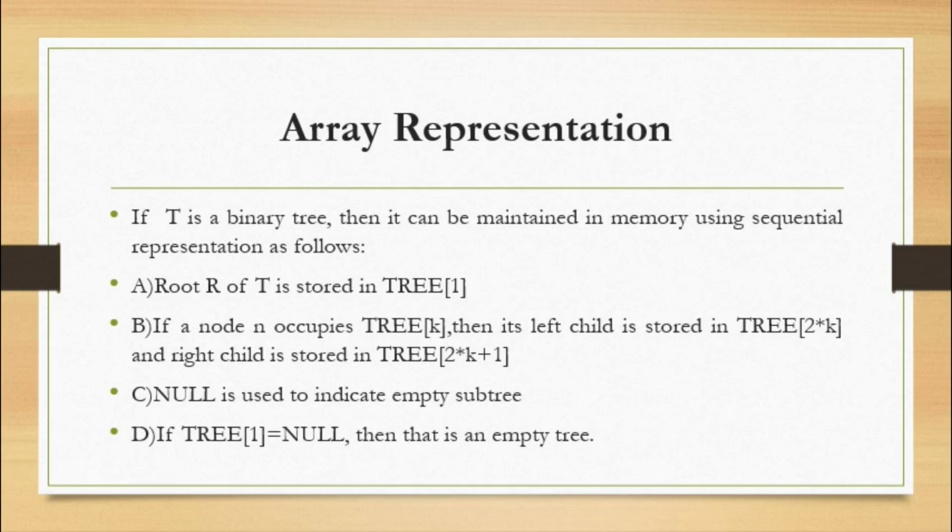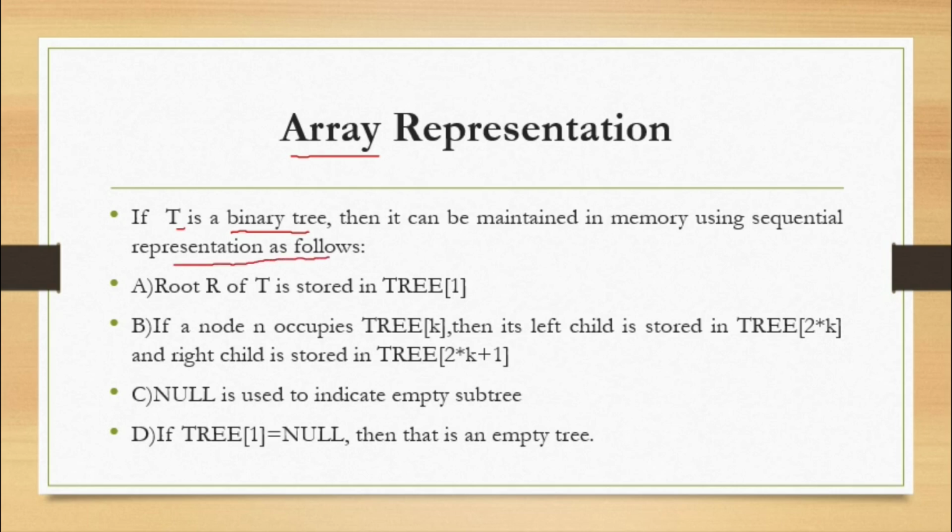Let us understand the steps or the rules for the array representation, and then understand it in more detail using a problem. If T is a binary tree, what is a binary tree? A binary tree is one in which a root node can have one child, that is the left subchild, or two children, or it need not have a child at all. Then it can be maintained in memory using sequential representation as follows.